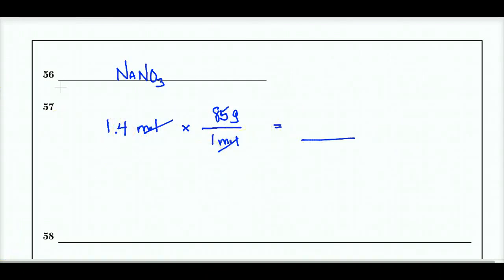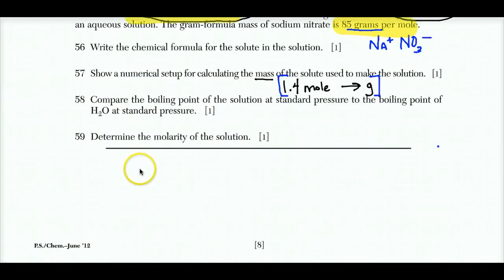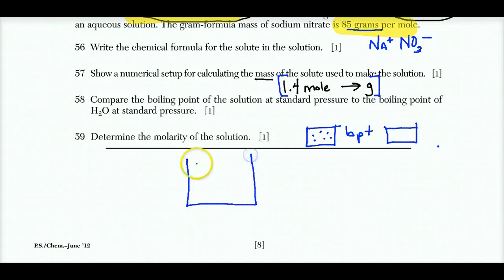Number 58. Compare the boiling point of the solution at standard pressure to the boiling point of the water at standard pressure. So what we're going to do is compare the solution's boiling point, when you have solute particles mixed in the water, with pure water. So we're comparing the solution with the water. And as you know, as you add solute particles to the water, it's harder for the water to circumvent them. It's a colligative property concept.